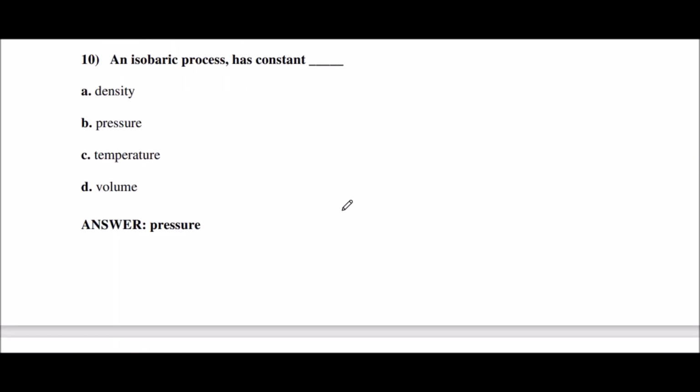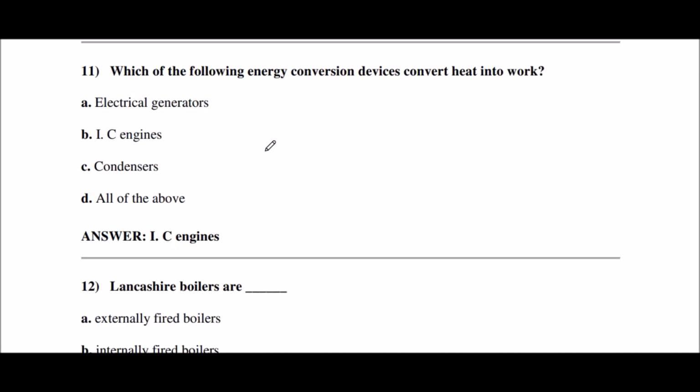Next question. An isobaric process has constant option A density, option B pressure, option C temperature, option D volume. Right answer is option B pressure. An isobaric process has constant pressure. Next question. Which of the following energy conversion devices convert heat into work? Option A electrical generators, option B IC engines, option C condensers, option D all of the above. Right answer is option B IC engines. Energy conversion devices convert heat into work.